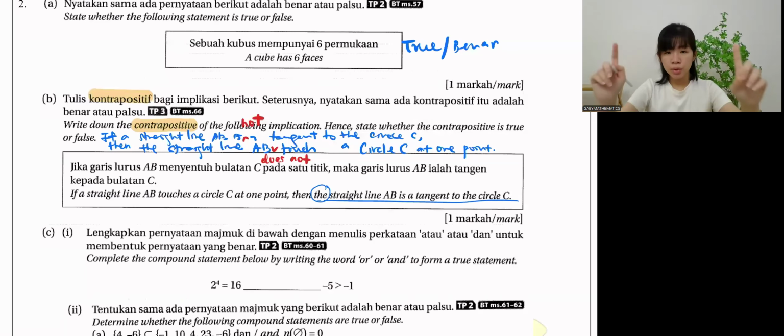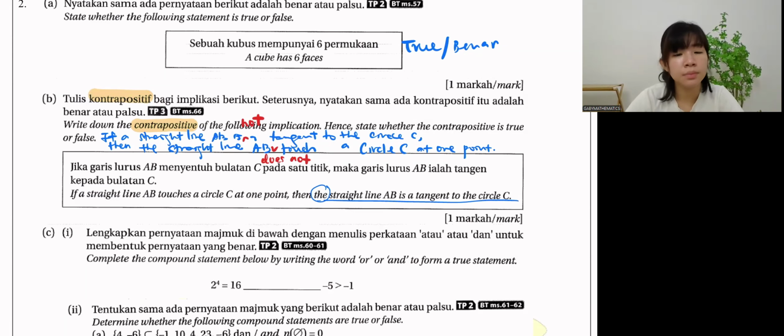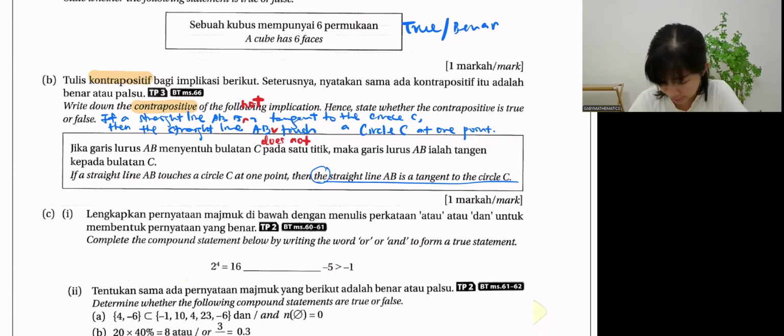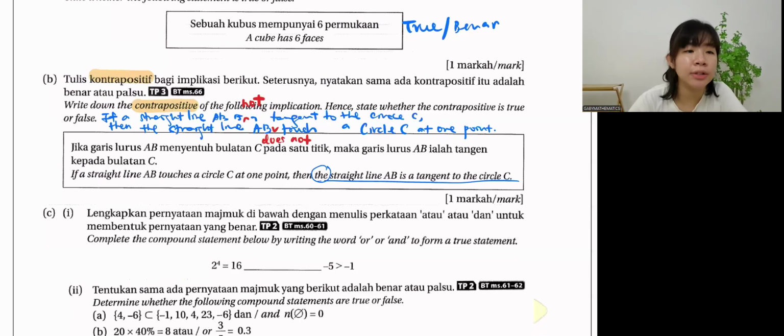Okay, for BM also, you change to bukan. After writing the sentence, can you all type done? Are you all done? We move to the next question together.